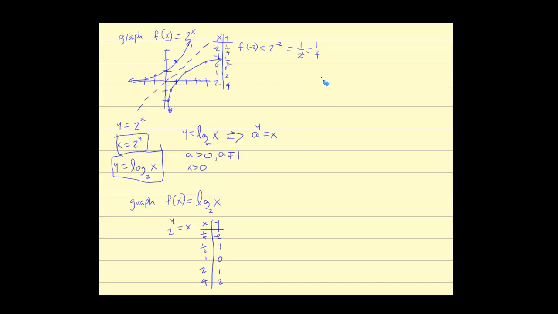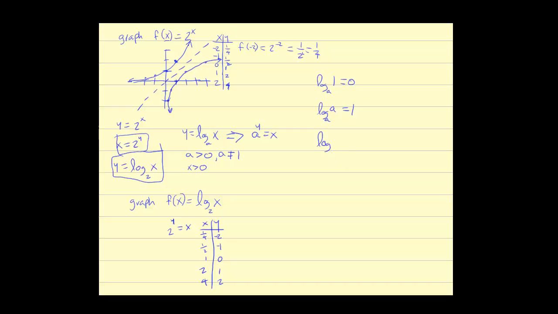Now, some properties of logs that are worth noting are that the log base a of 1 is equal to 0. And that's always going to be the case, because a raised to the 0th power is always going to be equal to 1 no matter what a is. So for any value of a, a to the 0 is going to equal 1. The log base a of a is going to equal 1. That makes sense because a raised to the first power is always going to be equal to itself, no matter what a is.